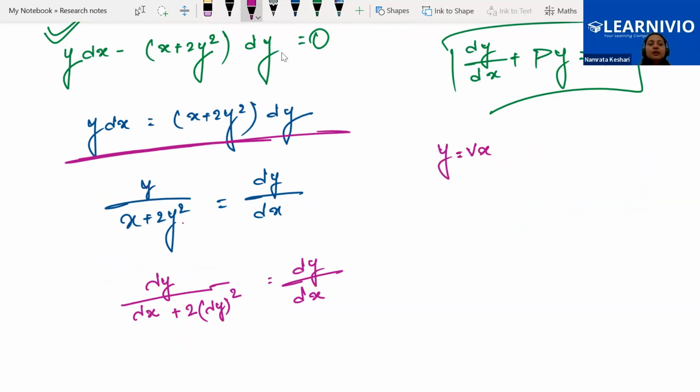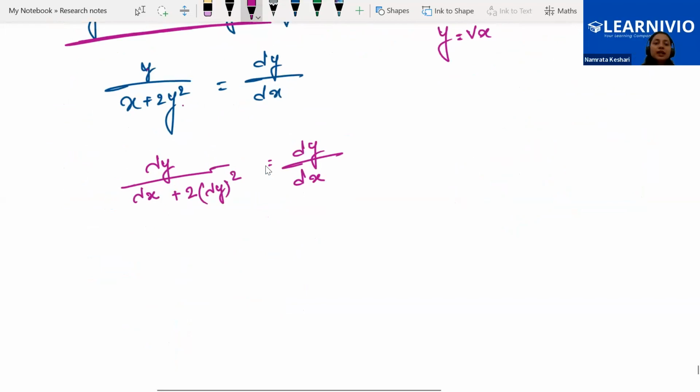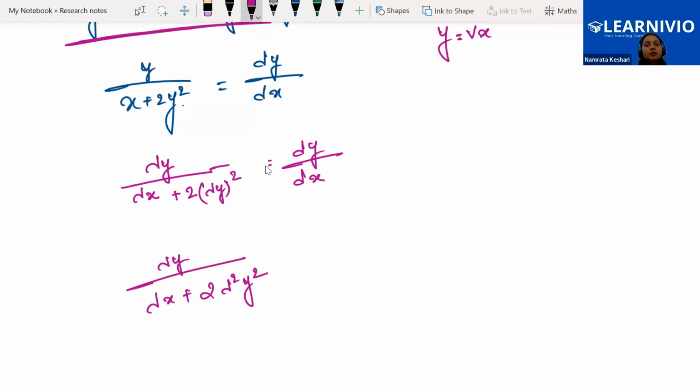Yes, ma'am. So if we will check like that, we will be getting lambda y in the numerator, lambda x over here, and 2 lambda square y square. Can you see it is not possible to take out lambda common from the denominator?